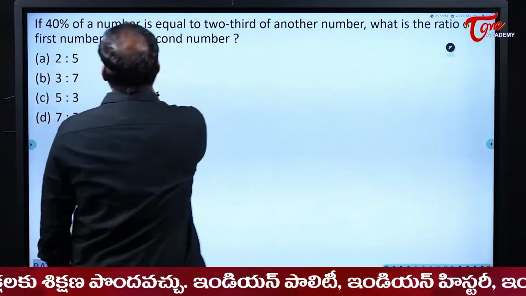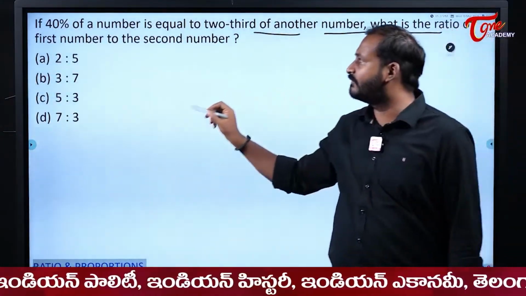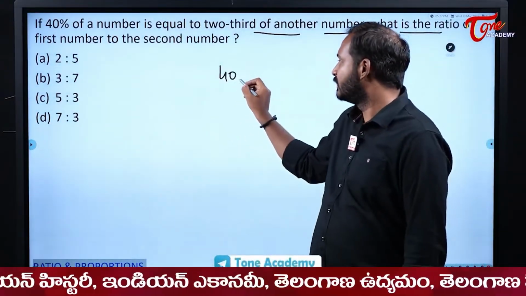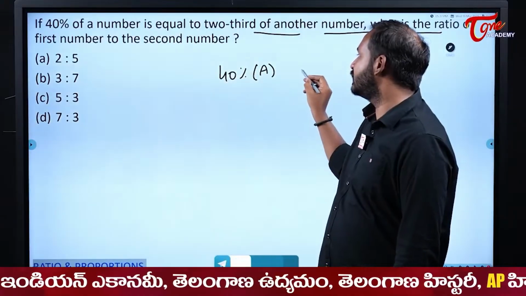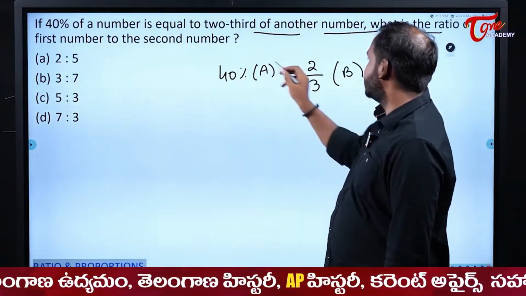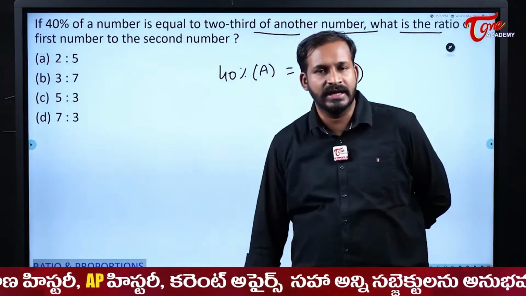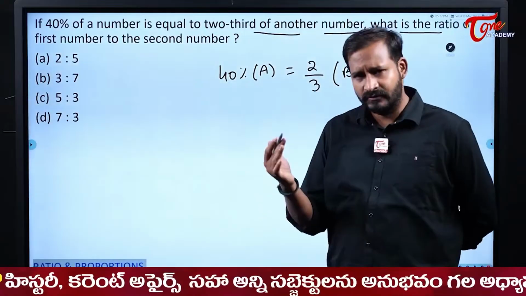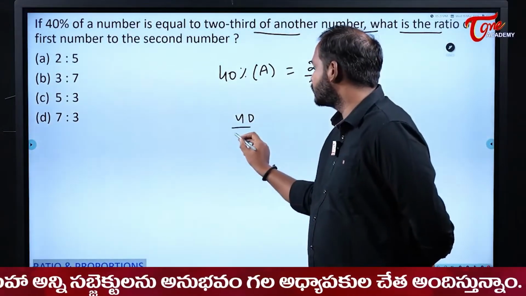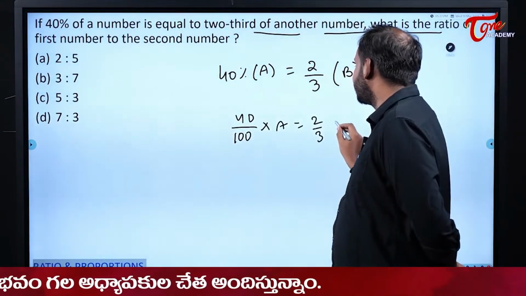See here, if 40% of a number is equal to 2/3 of another number, what is the ratio of the first number to the second number? What they are telling is 40% of a number. Assume it as A. 40% of A is equal to 2/3 of B. That is the relation they gave us. 40% means 2 by 5, right? If you know it, good. If not, no need to worry. Write 40% in terms of fraction, into A, that is equal to 2 by 3 into B.